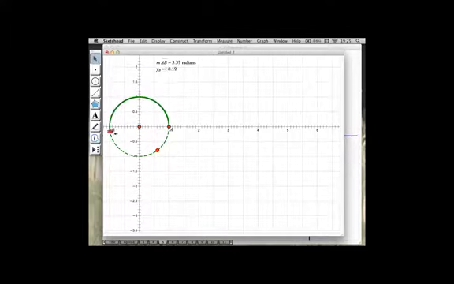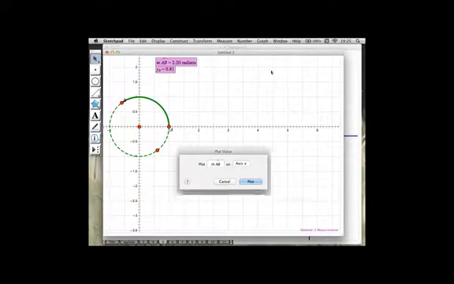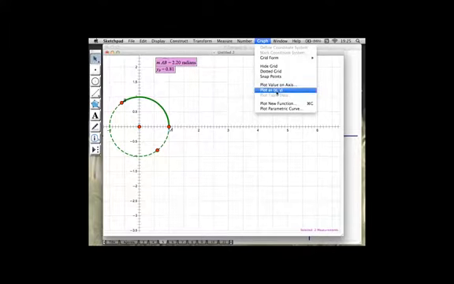And I'd like to see that value with at least 2 decimal places. Okay, and we can also measure the y value, the ordinate of point B, and we can see how that ordinate changes as the arc angle changes.